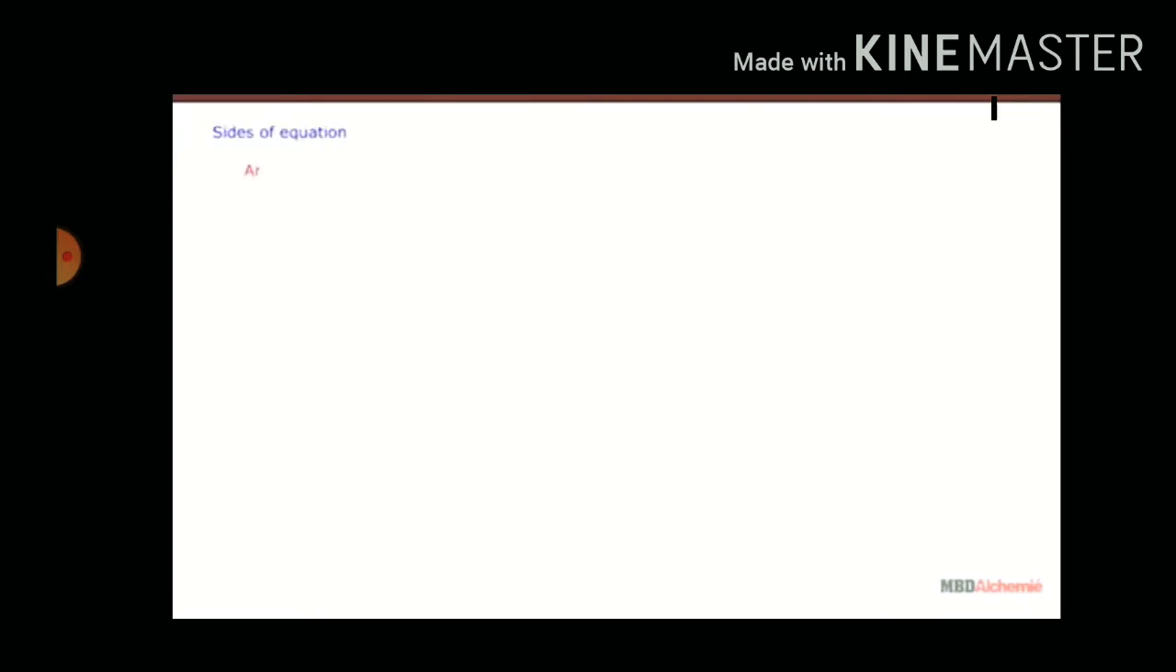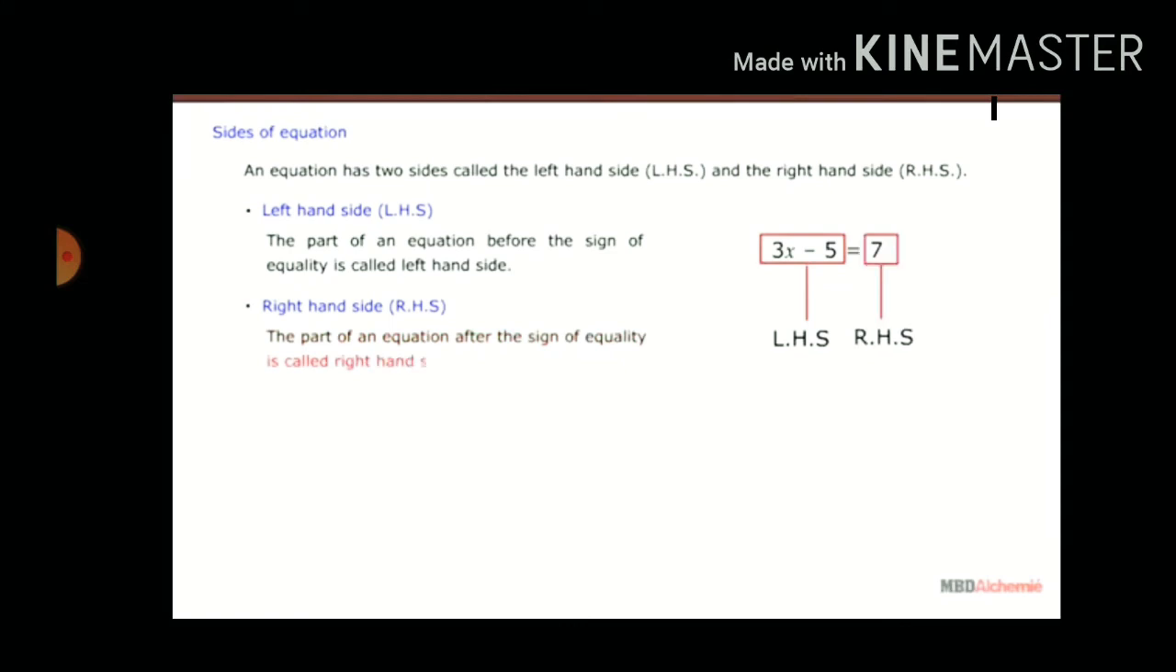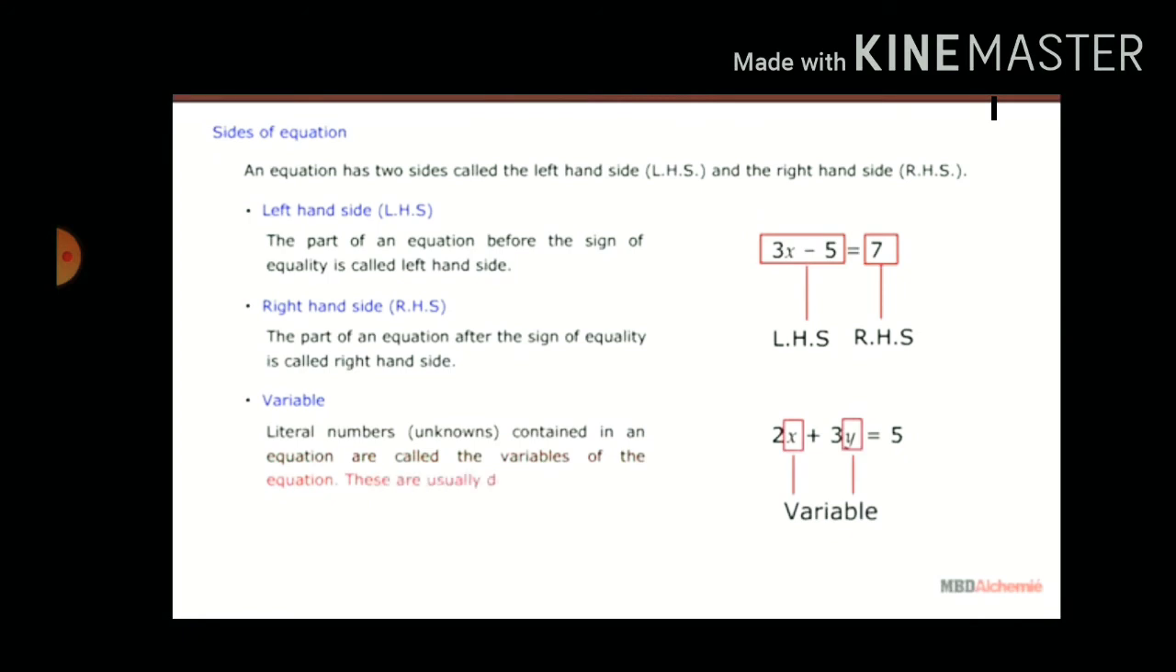Sides of equations. An equation has 2 sides called the left-hand side, LHS, and the right-hand side, RHS. Left-hand side, LHS. The part of an equation before the sign of equality is called left-hand side. Right-hand side, RHS. The part of an equation after the sign of equality is called right-hand side. Variable. Literal numbers, unknowns, contained in an equation are called the variables of the equation. These are usually denoted by x, y, z, u, v, w, etc.